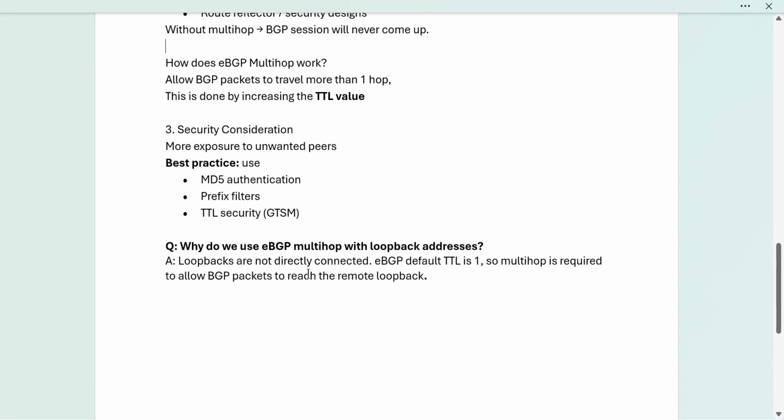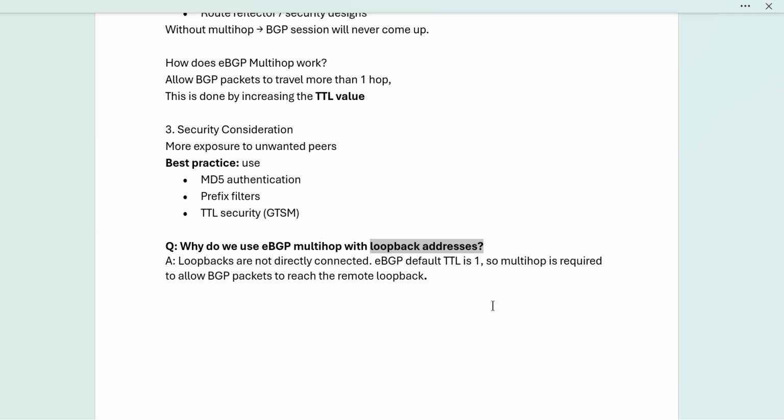And one of the interview questions: why do we use EBGP multi-hop with the loopback address, right? I discussed this before. You can see the loopbacks are not directly connected. The EBGP default TTL is 1, so multi-hop is required to allow the BGP packet to reach the remote loopback, right? Because we cannot use a physical interface.